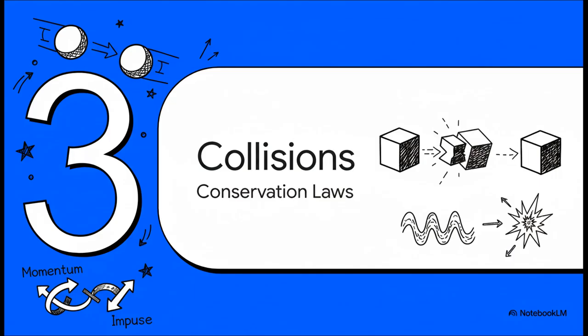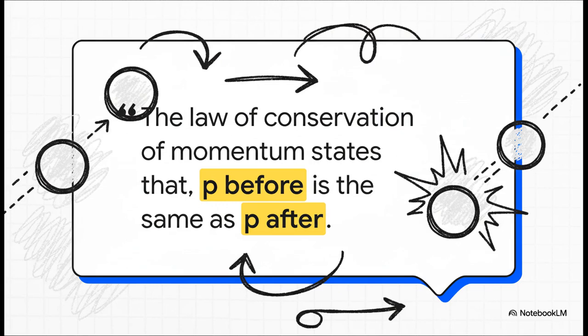All right, so now we have our main tools, momentum and impulse. Let's level up and apply them to a new question. What actually happens when two objects collide with each other? This brings us to one of the most fundamental bedrock laws in all of physics.